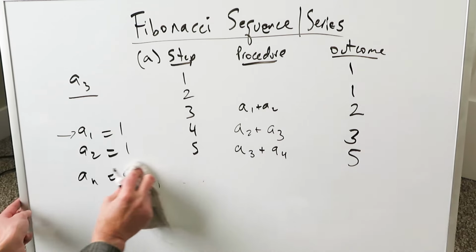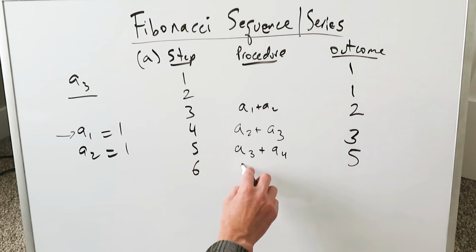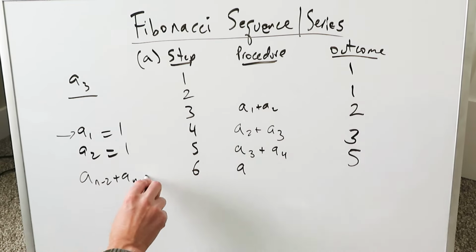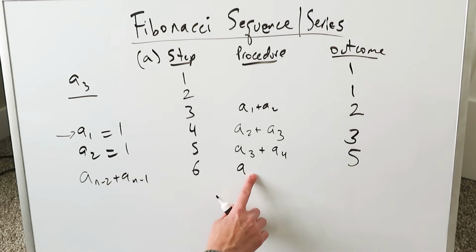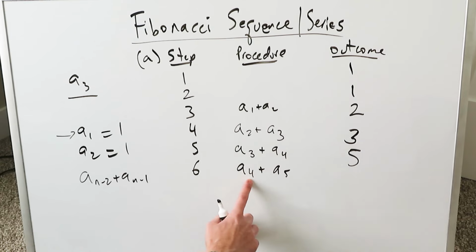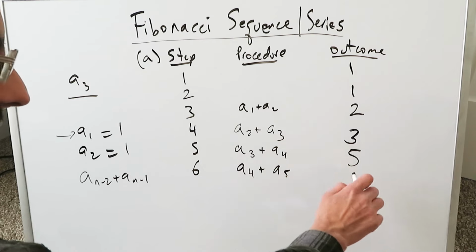Now I'm just removing this out of the way because it's kind of in the way of this table. A6, you're always going to look at An minus 2 plus An minus 1. Or you can do the other way around, but the outcome is still the same. Here you're going to have 6 minus 2, which is A4 plus A5. What's the outcome of the fourth step? It's 3. What's the outcome of the fifth step? It's 5. 3 plus 5 is 8.